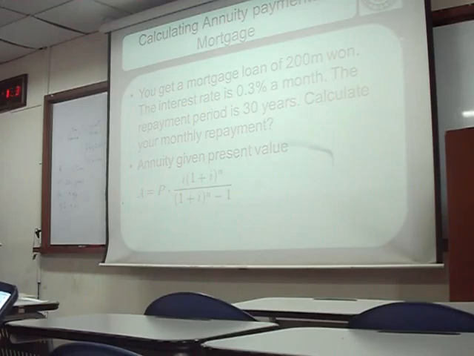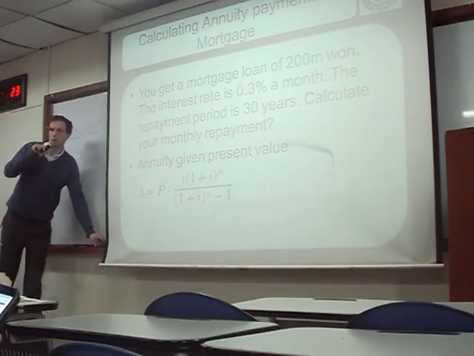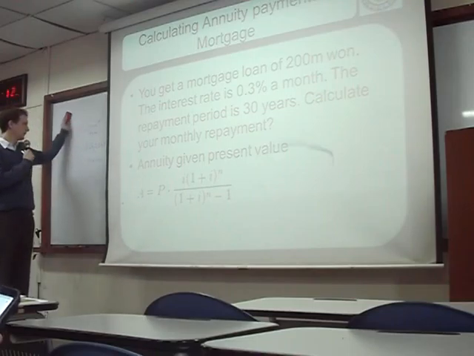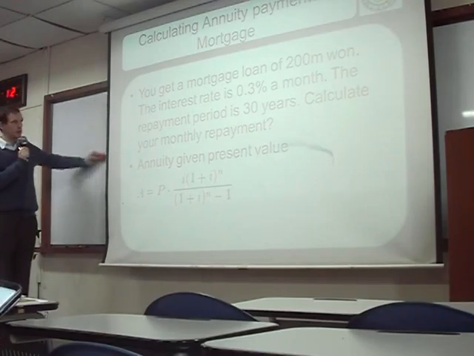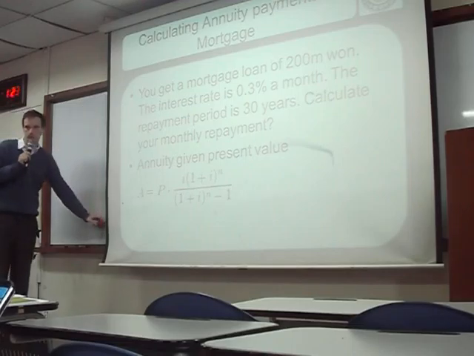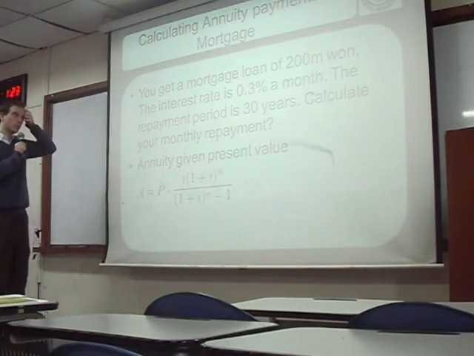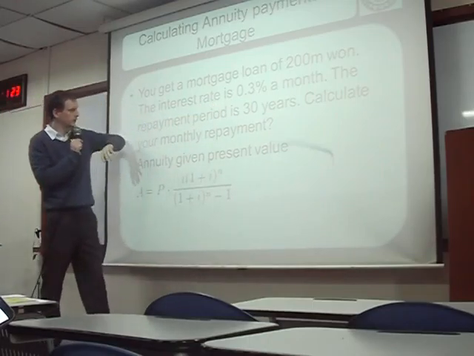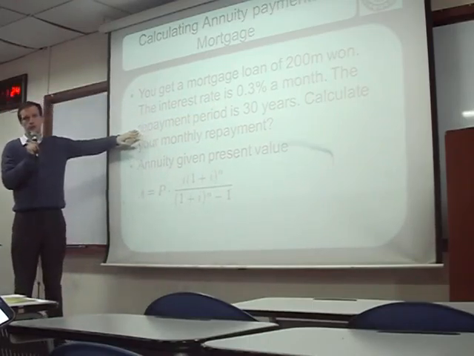So we have to calculate how much we need to pay back every month. We have to find the annuity when we know the present value. For example, we get a loan for a house of 200 million won. The interest rate, this time we're going to do monthly. The interest rate is 3.6% a year, but a month it's 0.3% a month. The repayment period is 30 years.